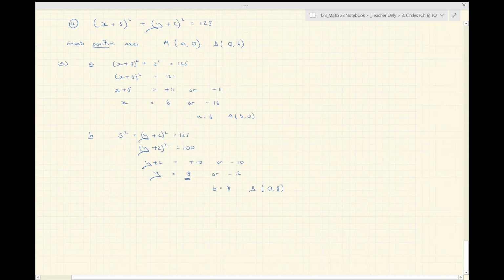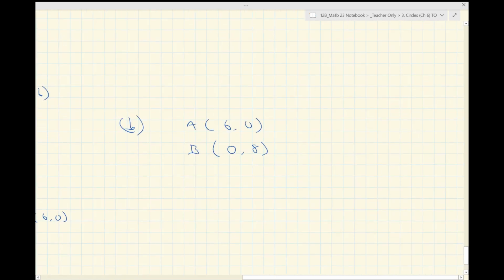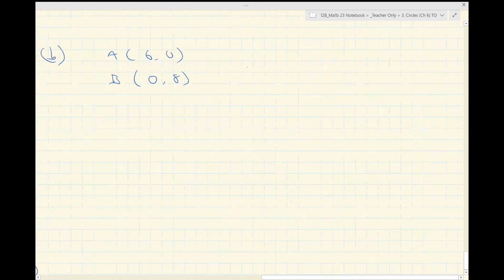Right, part B. I need to find the equation of the line AB. Well, let's write those two coordinates down here. I've got A is 6, 0, and I've got B is 0, 8. So I've got to find the equation of the line AB. Well, first of all, let's find the gradient of the line between those points. So I'm going to do 0 minus 8 over 6 minus 0, which leaves minus 8 over 6, which is minus 4 over 3.